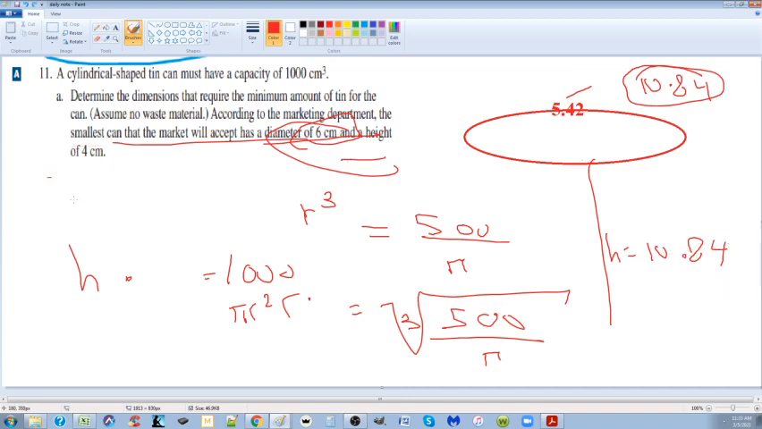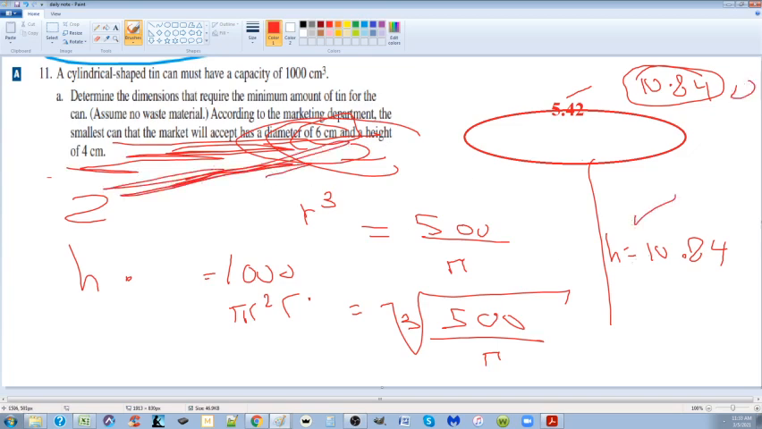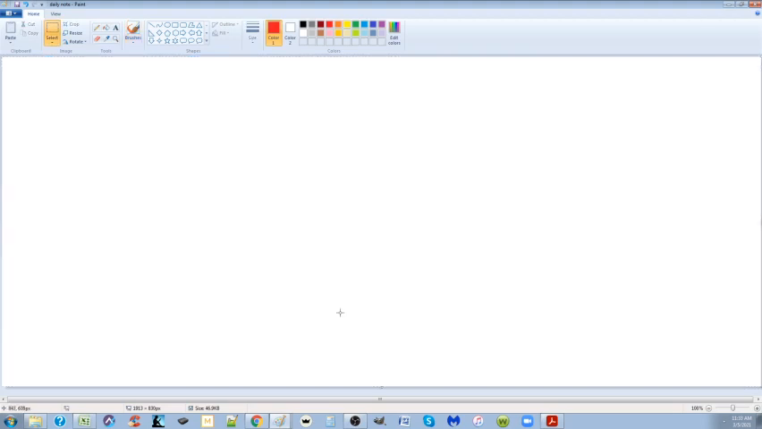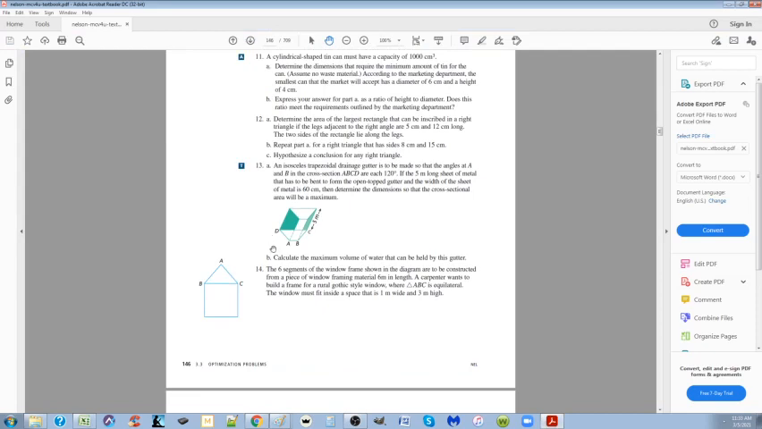It is. The second question says, does the ratio meet the marketing department's demand? Market department didn't give me a ratio. They just said the smallest diameter, yes. The smallest height, yes. And there's no ratio here. This height meets the marketing's demand. This radius diameter meets the marketing demand. I don't know what they meant by the radius question afterwards.